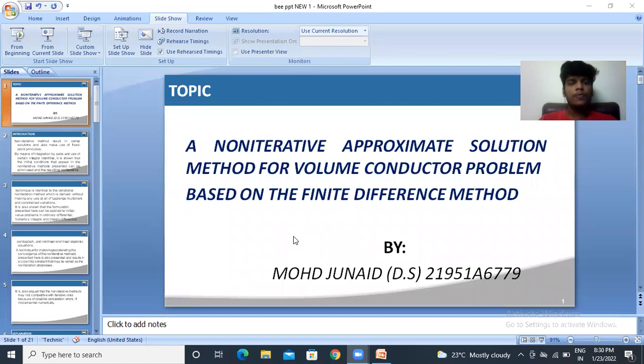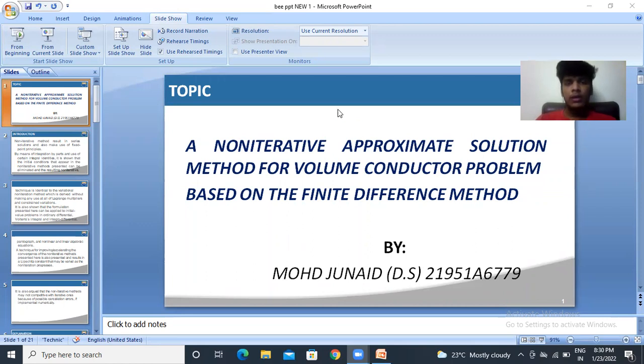So today I am here to give a presentation on a non-iterative approximate solution method for volume conductor problem based on the finite difference method. So let's get started with the PPT. Our topic name is a non-iterative approximate solution method for volume conductor problem based on the finite difference method.